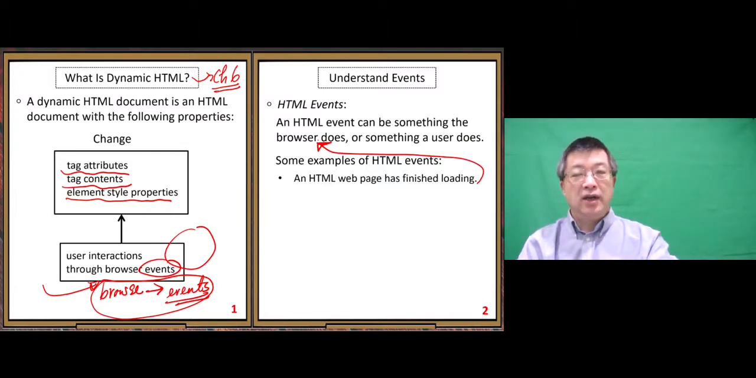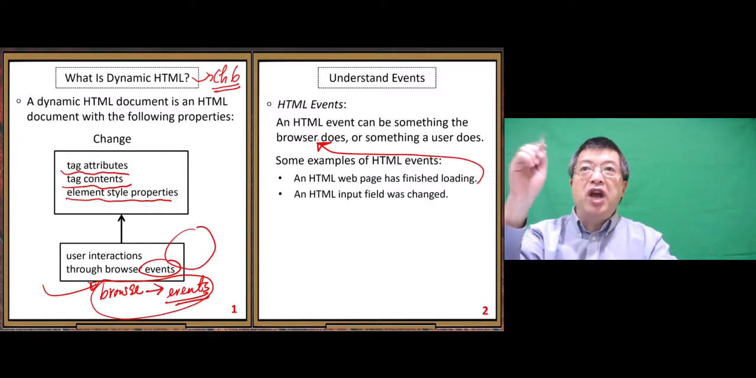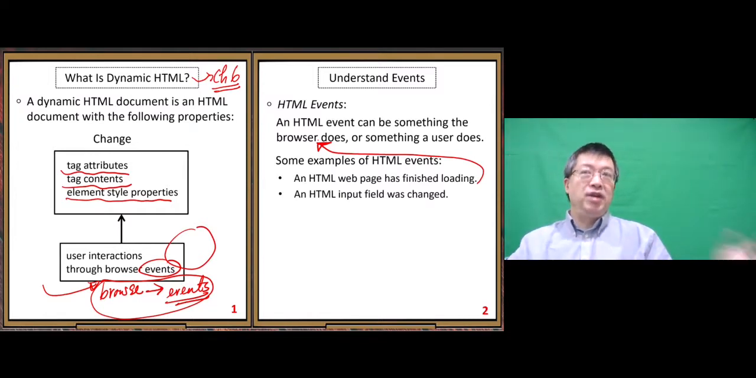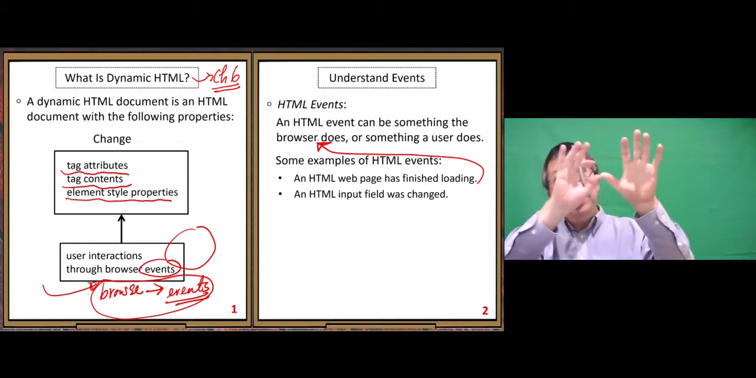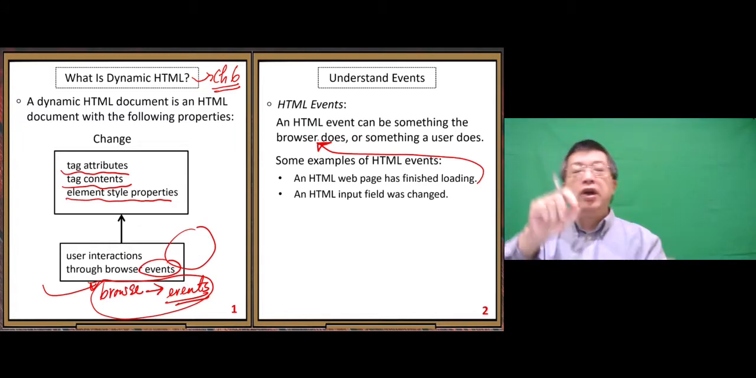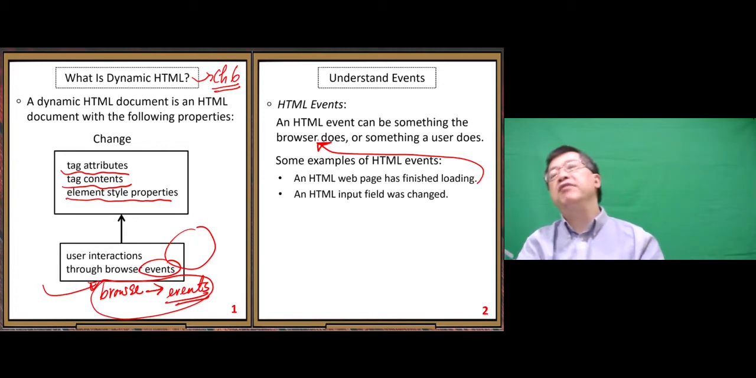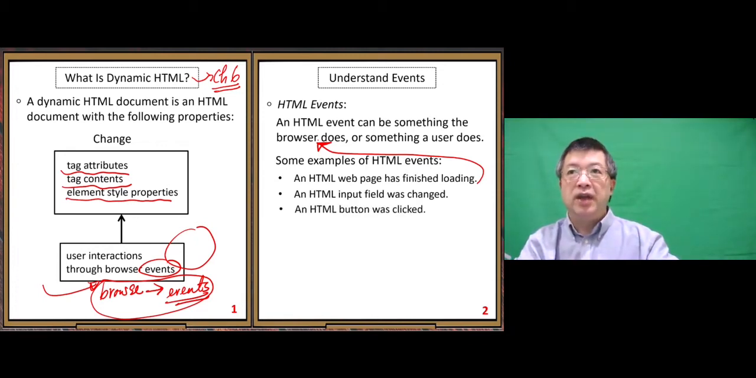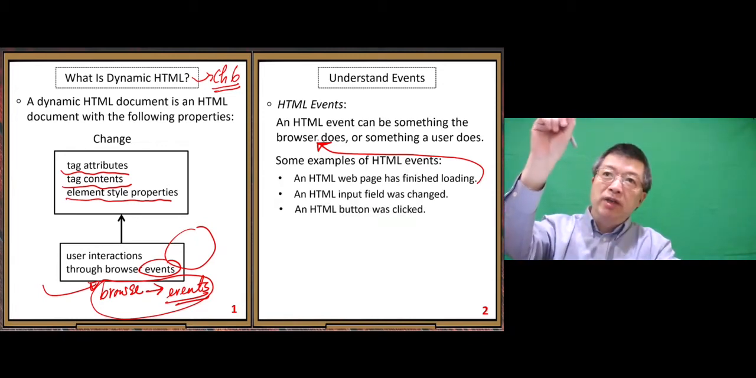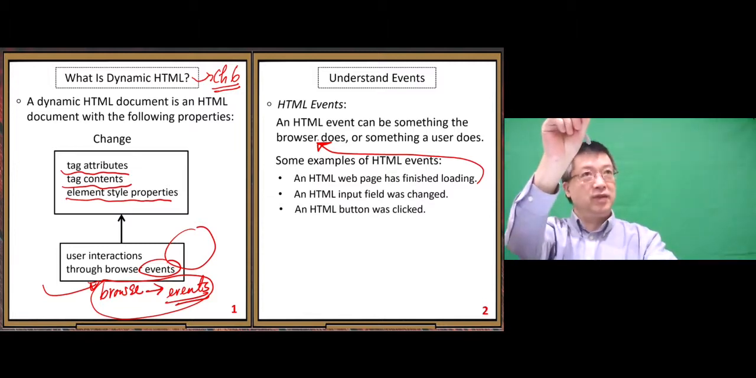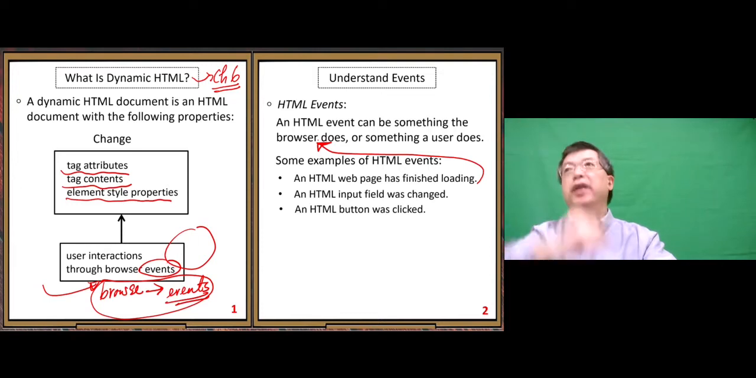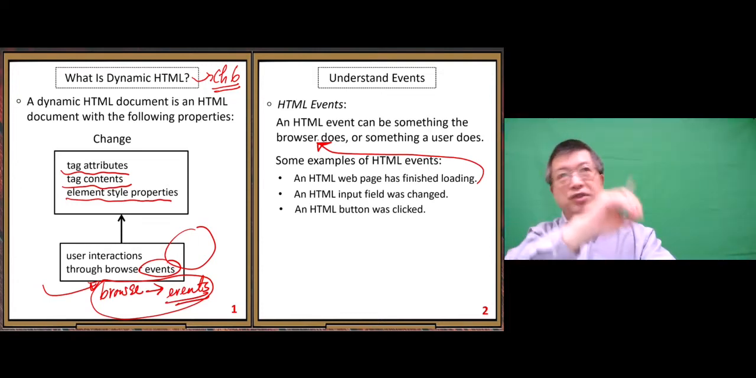All right. An HTML input field was changed. That's by the user. In the input field, you need to enter some data, and when you make some change, you trigger an event. Next example, an HTML button was clicked, also by the user. Then you trigger another event. There are many different kinds of events you can trigger.